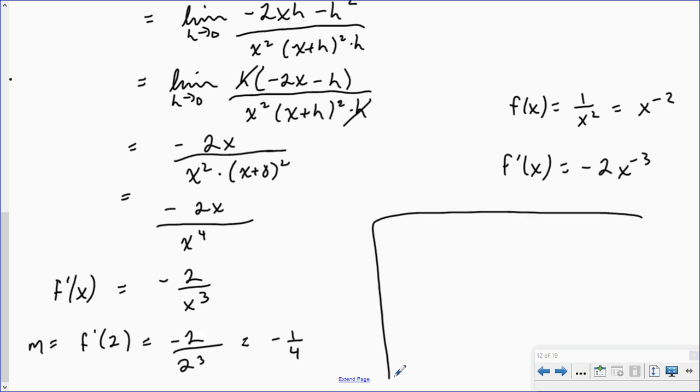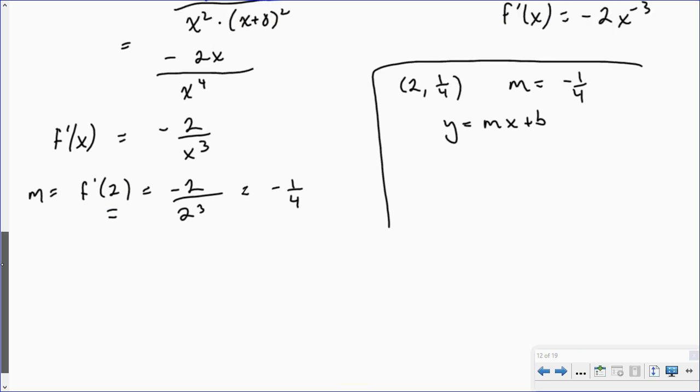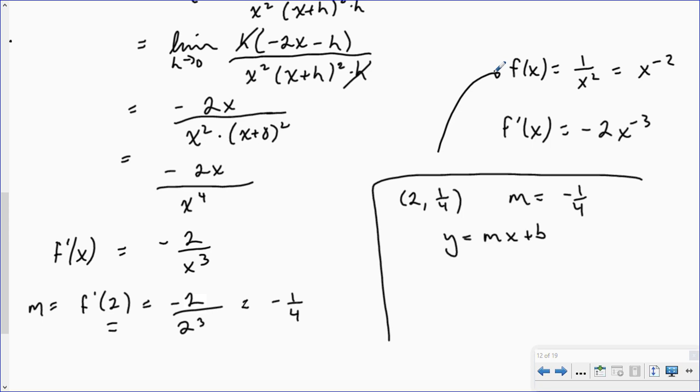Do I have my point here? Do I have a point at 2 and what's my original function? If I put 2 in here, f at 2 would be 1/4, and I have a slope of negative 1/4. Again, I've done this before, my tangent line, so y equals mx plus b. To find my y coordinate, I just plug 2 into this original function. So now I can just substitute it in. 1/4 equals negative 1/4, my x value is 2, plus b. That'd be negative 1/2, so plus 1/2.